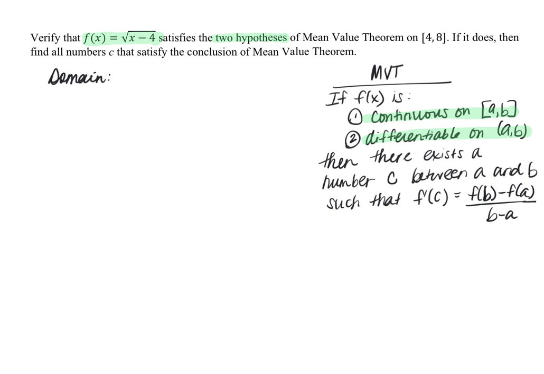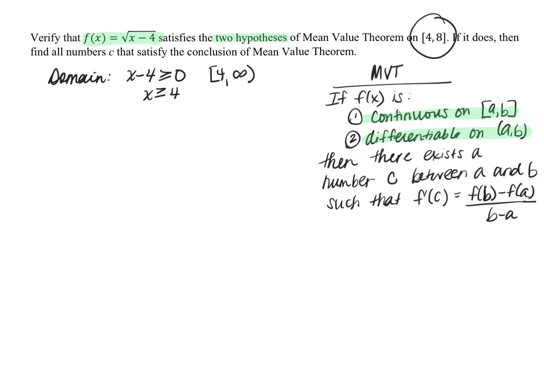Remember, we cannot have a negative inside of a square root, but 0 is certainly fine. So we need that x minus 4 to be greater than or equal to 0. In other words, x must be greater than or equal to 4. So our domain is all x values from 4 to infinity, including 4. It's fine to put 4 into this function. Remember, 4 minus 4 is 0. So we can see that this function is going to be continuous on the closed interval from 4 to infinity, which is great because we needed it to be continuous from 4 to 8, which it is.